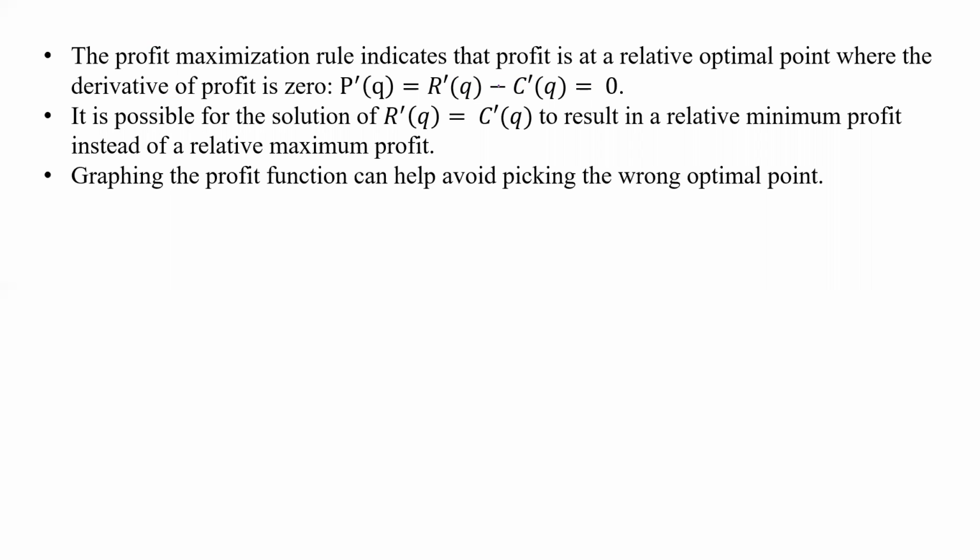So then we can set those two equal to each other, and that's going to result in a minimum profit instead of a maximum profit. That's a possibility. So not always going to be the case, but sometimes it is. And so that's why, when we get that profit function, it's best to graph it to choose the optimal point. Otherwise, we can get a point where we get that minimum instead of a maximum. Okay.